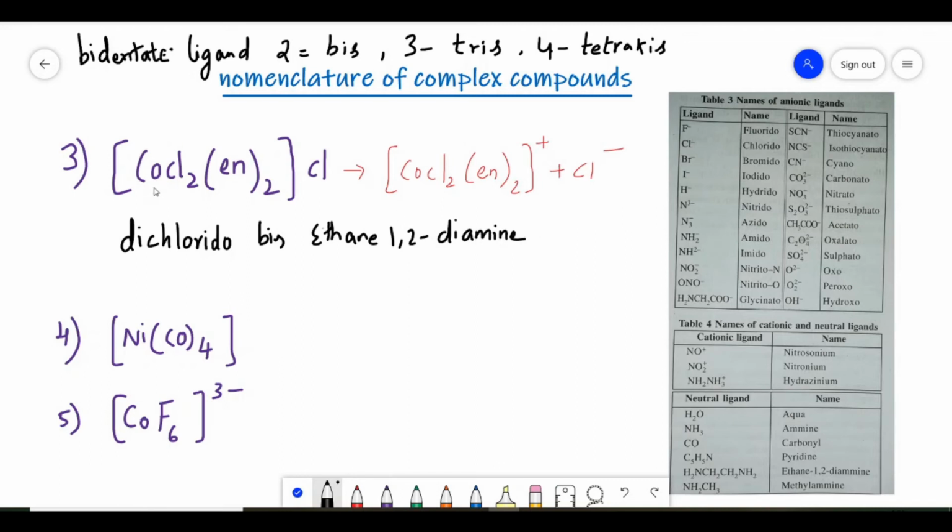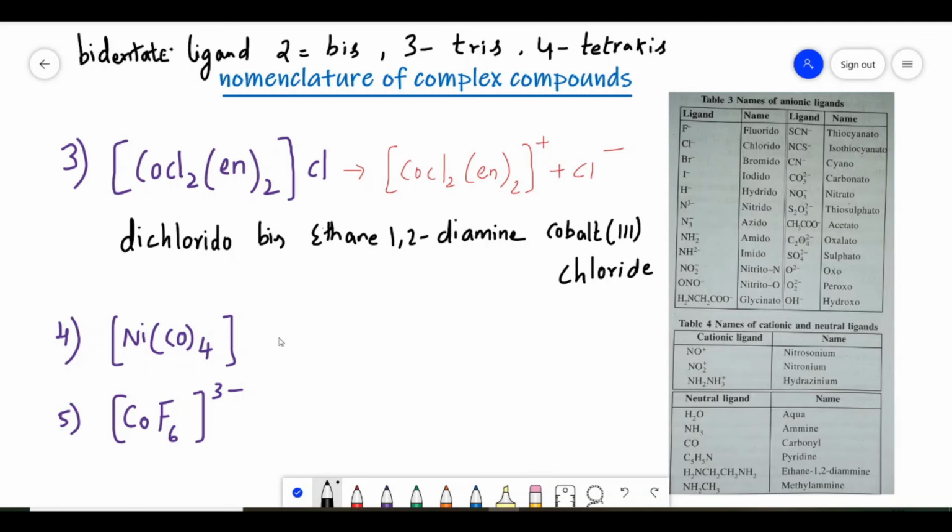And now we have to write the metal, that is cobalt. This is a cationic complex, so you can write directly cobalt. If this were present in an anionic complex, we would write it as cobaltate. So this is cobalt. If you calculate the oxidation state of this cobalt, you will get +3, so I write Roman numeral 3. And outside, chlorine is there, so this is nothing but chloride ion, so I write chloride. So the name of this compound is dichlorido bis ethane 1,2 diamine cobalt 3 chloride.